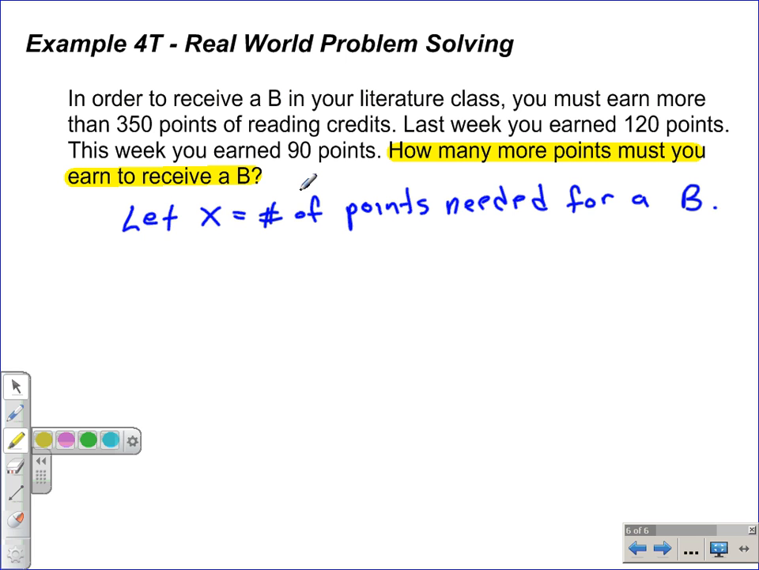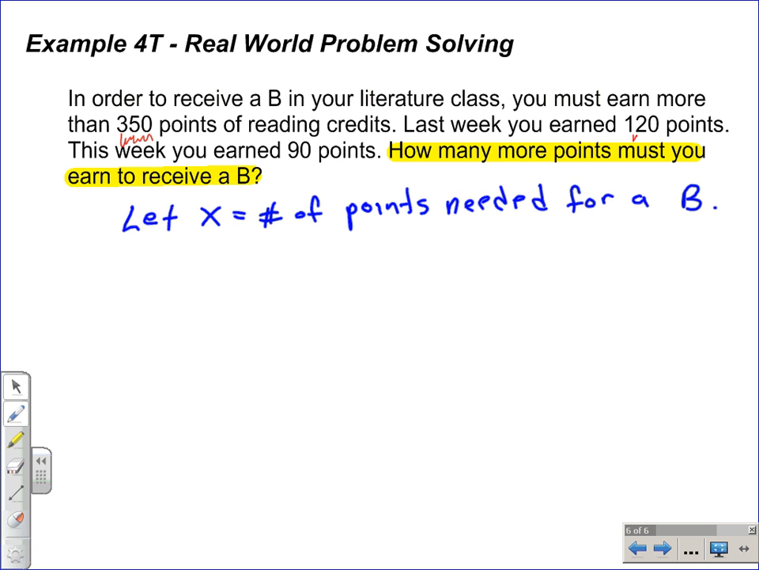Now in this particular problem, it's a part-to-whole relationship. There are 3 parts that make up the whole. Now identifying what are the parts and what is the whole is an essential part of this. So let's take a look at identifying the parts and the whole. In order to receive a B in your literature class, you must earn more than 350 points of reading credits. This 350, think about it. Is it a part of the whole or is it the whole itself? Hopefully you answered it's the whole. That's how many points you need to earn a B.